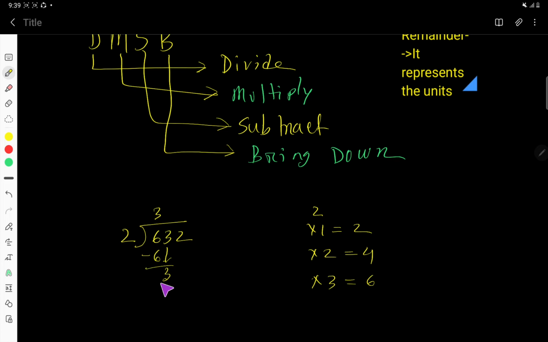2 goes into 3 how many times? Look, 2 times 1, 2. 2 times 2, 4, which is greater. So we have to stop here. 2 goes into 3 1 time. Write 1 before the 3. 1 times 2 gives us 2. Now subtract, so 1. Now bring down the second digit, right?